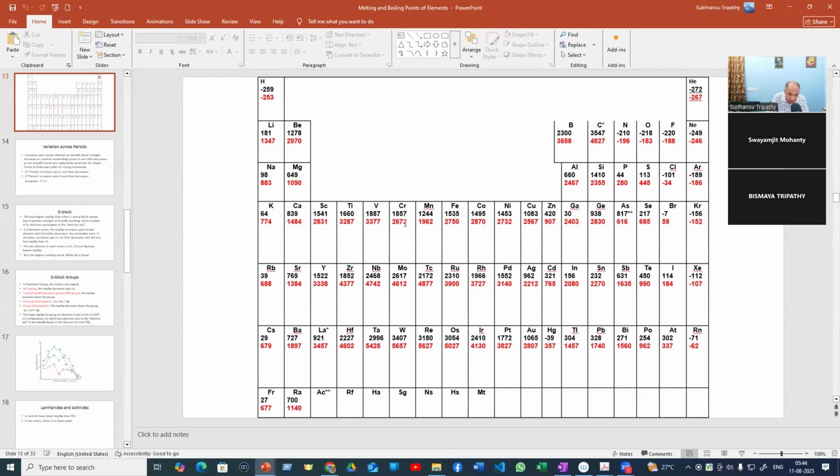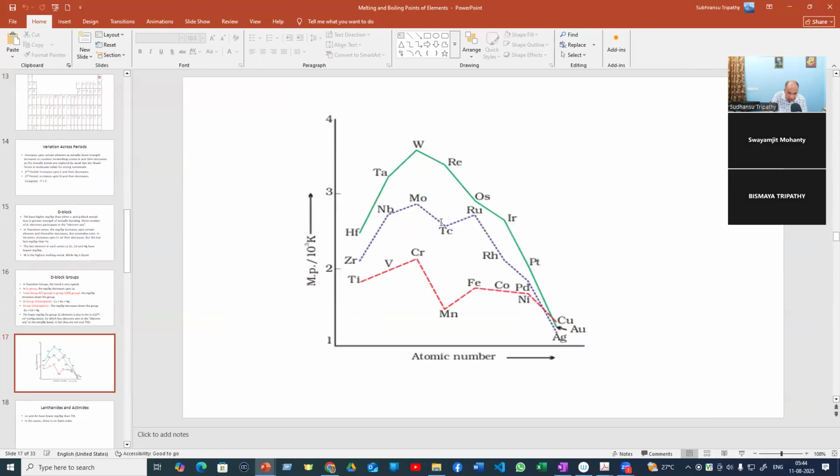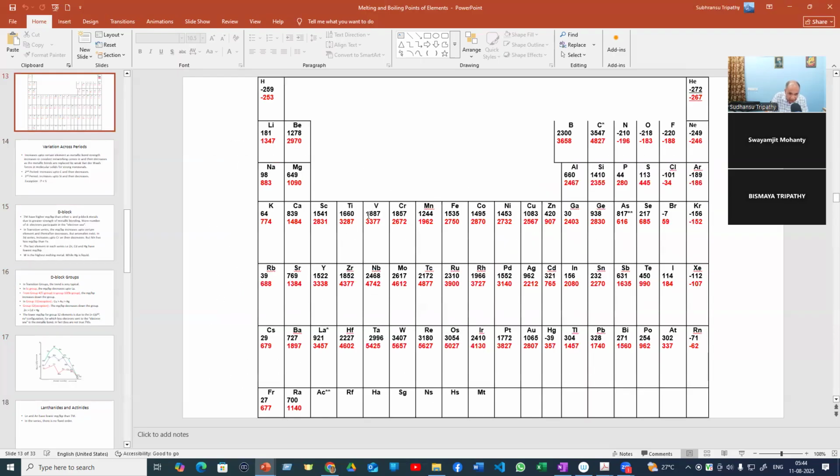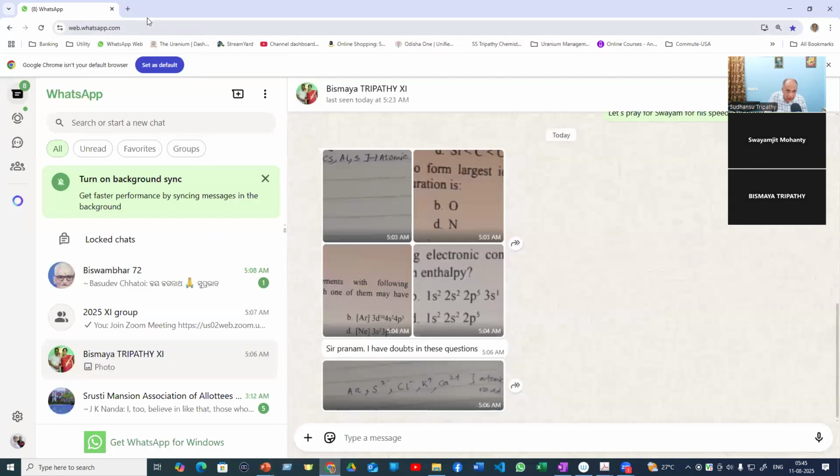Vanadium looks greater. In this particular table, vanadium looks greater than chromium. But how come I have given data that vanadium is greater than chromium? So this sounds, let me ask.